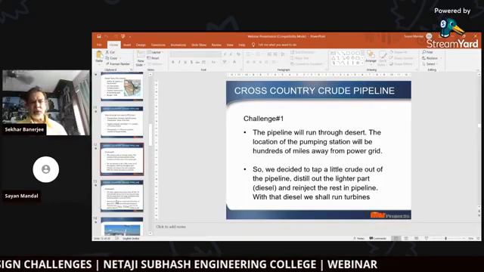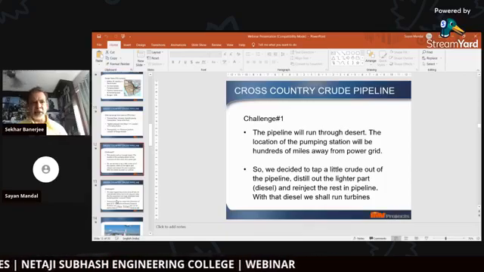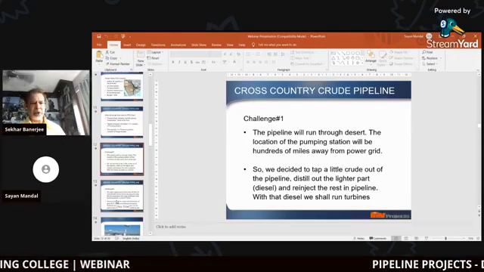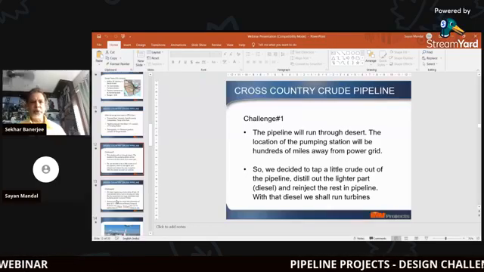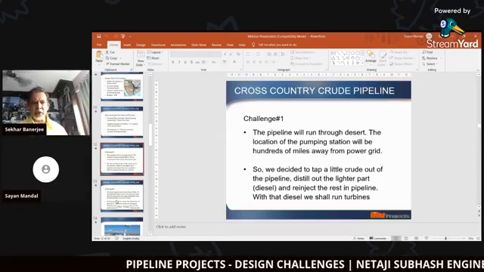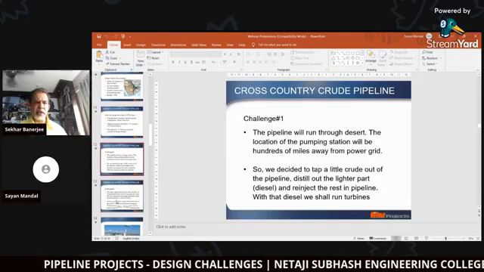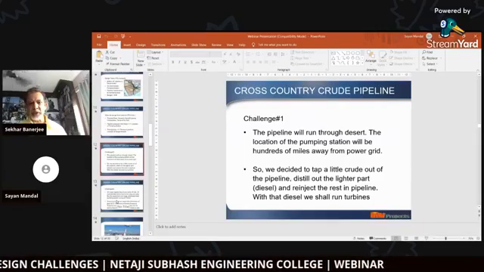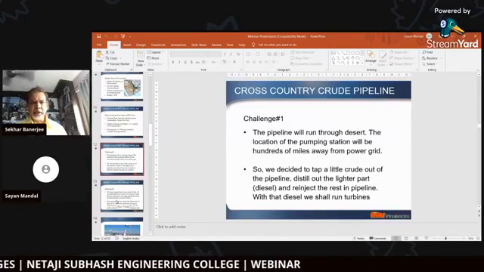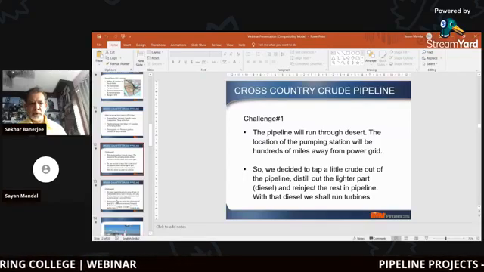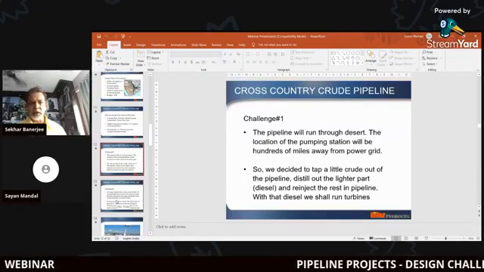and distill it out. As I said before, when the crude oil comes, we have the technology to separate it into diesel, petrol, bitumen, etc. So we'll take out the lighter part, which is basically diesel, and the rest of it will be re-injected into the pipeline, so it will be carried away. That diesel will be our source of energy.